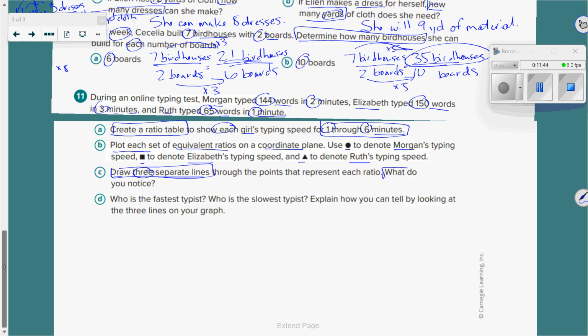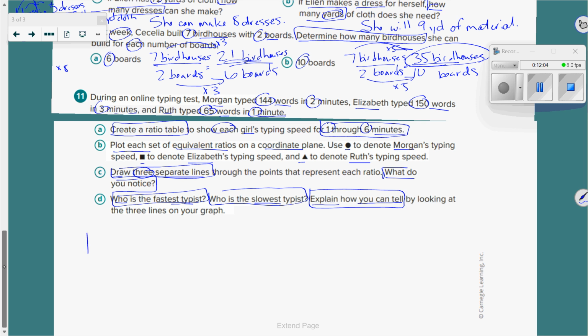What do we notice? There's actually a second question in there. Who is the fastest typist? There's a question. Who is the slowest typist? A second question. And explain how you can tell. So there's a third part to that I need to make sure that I have answered. Now we're doing the tables first. We're just going to follow the order.